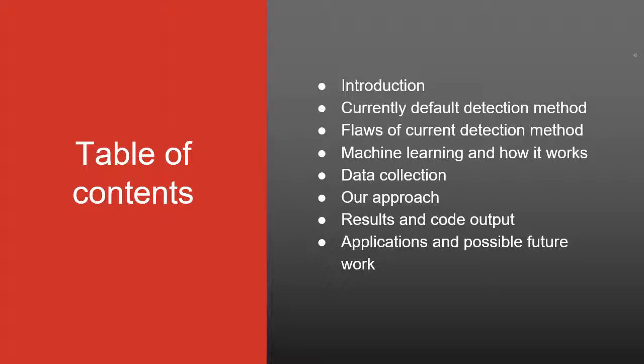We will first start with a brief introduction, then we will talk about current default methods to detect malicious URLs, as well as the flaws. Then we will have a quick overview of machine learning and how it works. We will go over our data collection and our approach to using machine learning to detect malicious URLs. Then we will show our results and talk about any future applications.